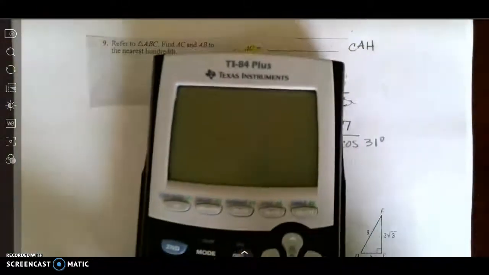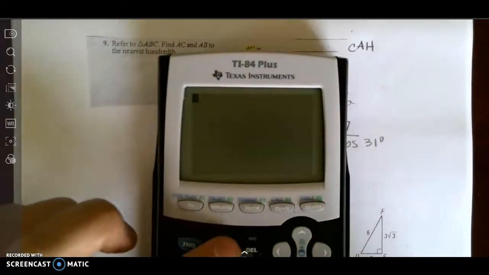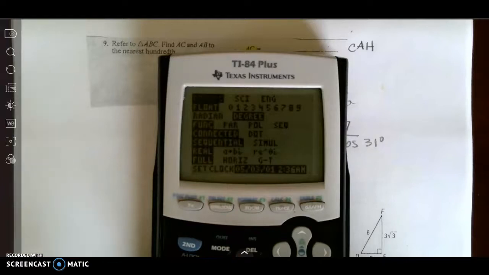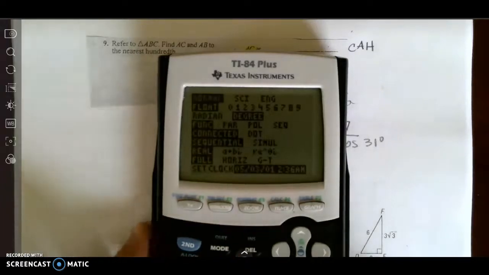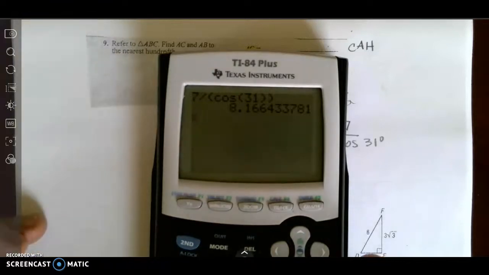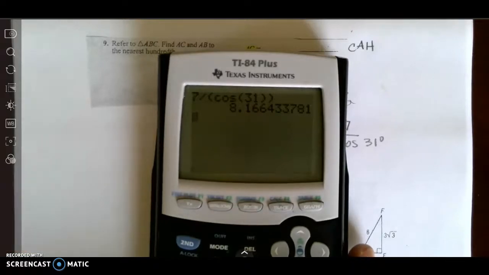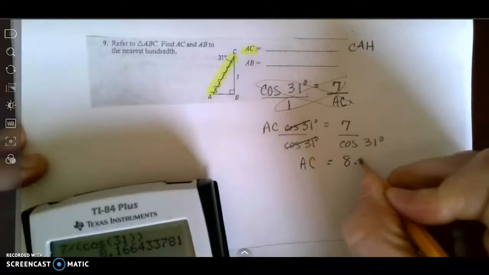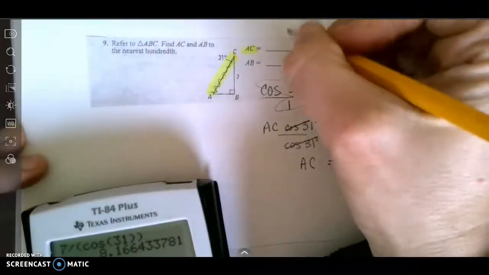I'm going to pull up my calculator. I need to make sure that my calculator mode is in degrees, and it is. And I'm going to take 7 divided by the cosine of 31. And I get, it says round to the nearest hundredth, so that would be 8.12. Oh yeah, I'm sorry, 8.17. I was thinking 8.2, but 8.17. So 8.17. So that's my answer here.